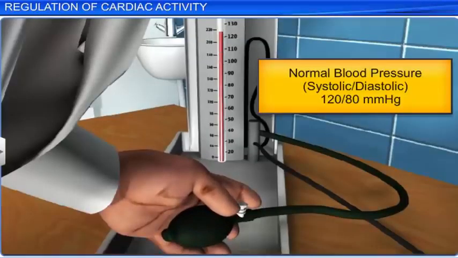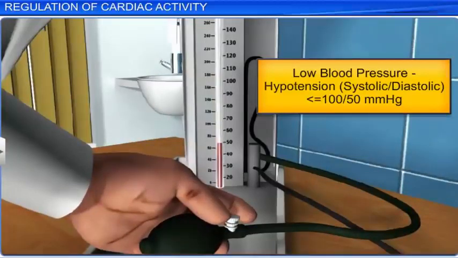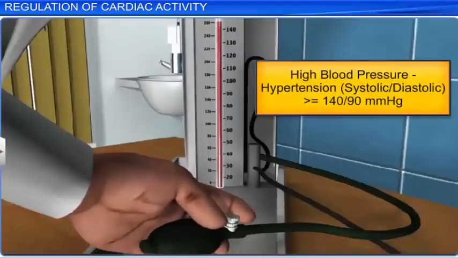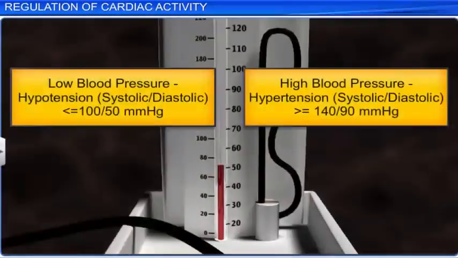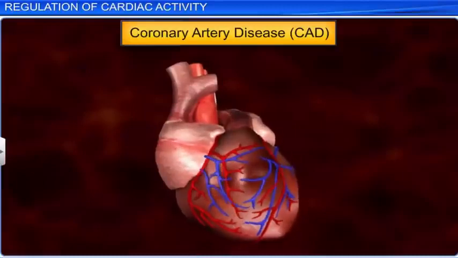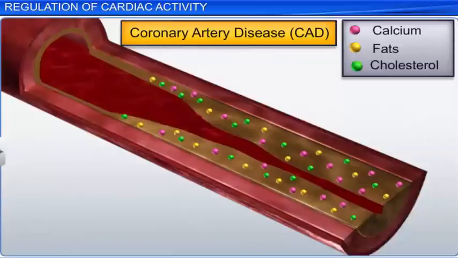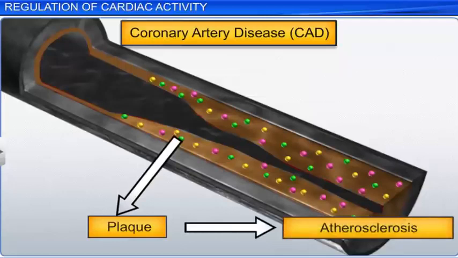A healthy individual has a systolic and diastolic pressure of 120/80 mmHg. When BP is 100/50 or less, it is called low blood pressure or hypotension. Similarly, when BP is 140/90 or more, it is called high blood pressure or hypertension. Thus, any drastic change from normal blood pressure leads to coronary artery disease. Coronary artery disease or CAD affects the coronary circulation of the heart. Calcium, fats and cholesterol together accumulate and form plaque in the coronary artery and reduce or obstruct the blood supply to the heart. This accumulation of plaque is called atherosclerosis.